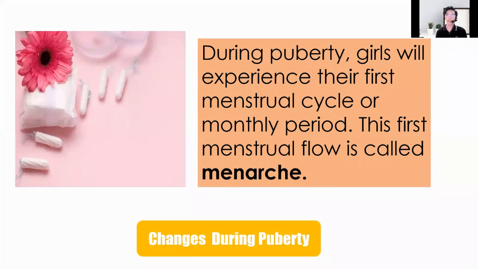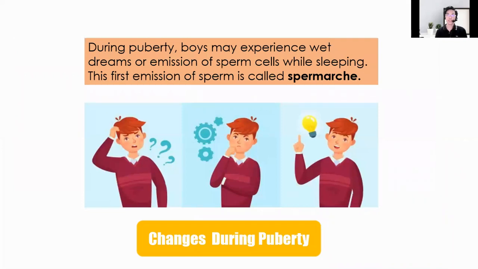During puberty, girls will experience their first menstrual cycle or monthly period. This first menstrual flow is called menarche. Changes during puberty. During puberty, boys may experience wet dreams or emission of sperm cells while sleeping. The first emission of sperm cells is called spermarche. But these experiences or changes are actually normal.